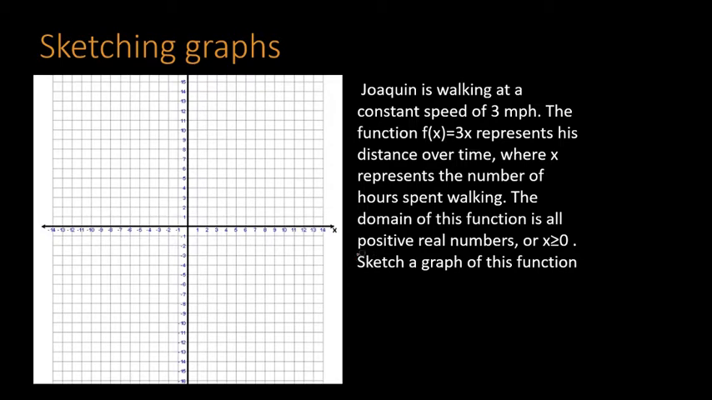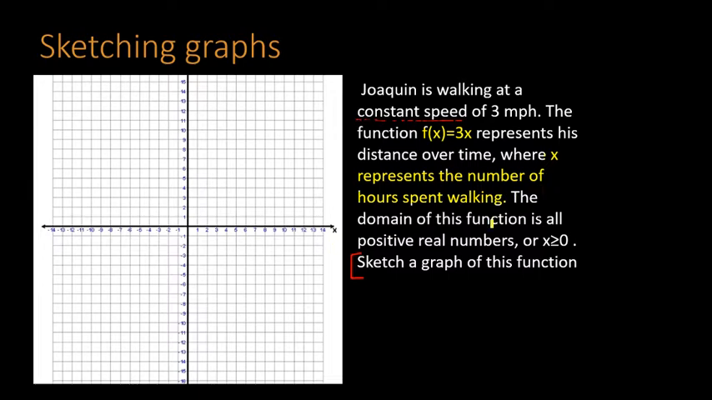Okay, so sketching a graph of the function is what we've been practicing so far. But let's take a look at this one more time, because now we've got this sort of word problem to consider. So once again, we have Joaquin walking at a constant speed. Since he's walking at a constant speed, we know this is going to be a linear function. So he's walking at 3 miles per hour. And they're saying that this function, f of x equals 3x, represents his distance over time, where x represents the number of hours spent walking.